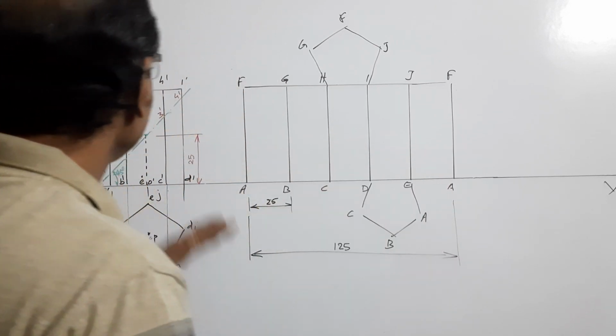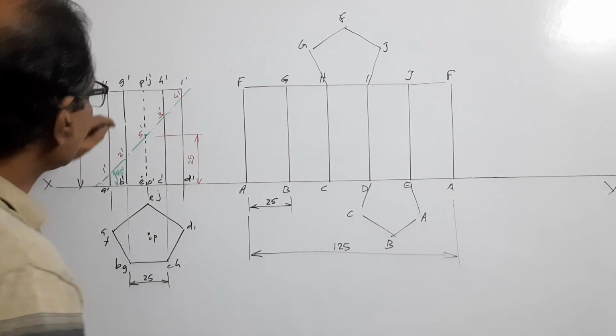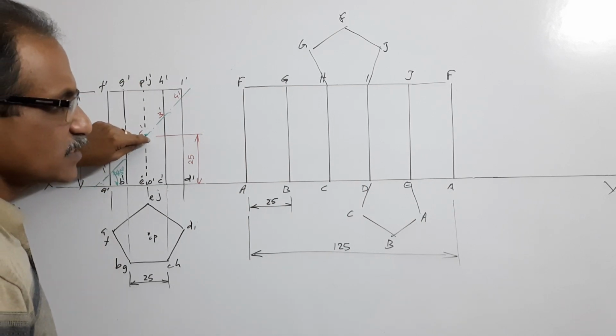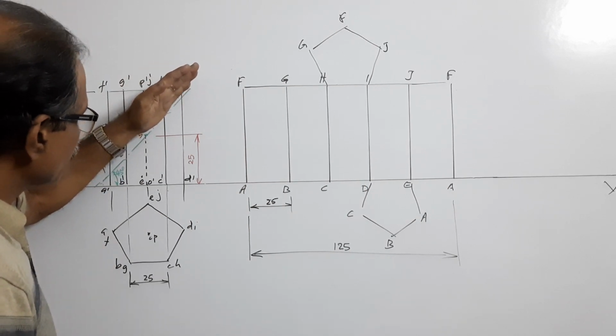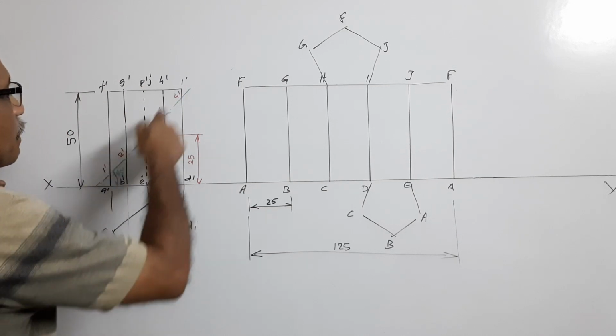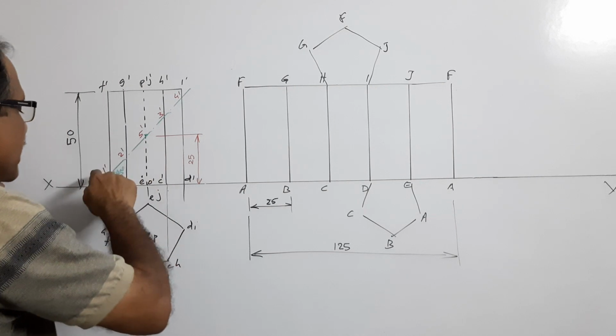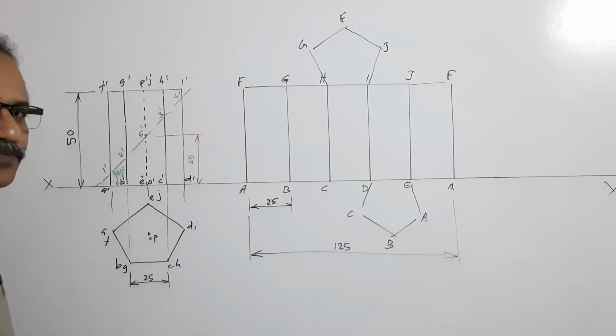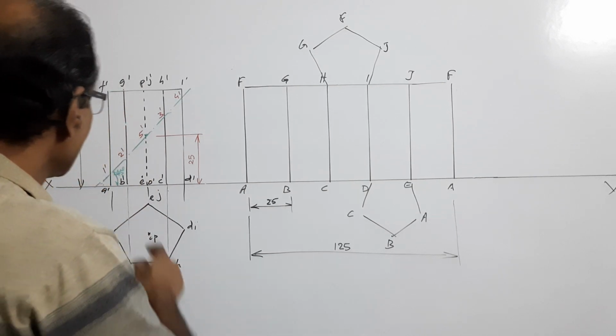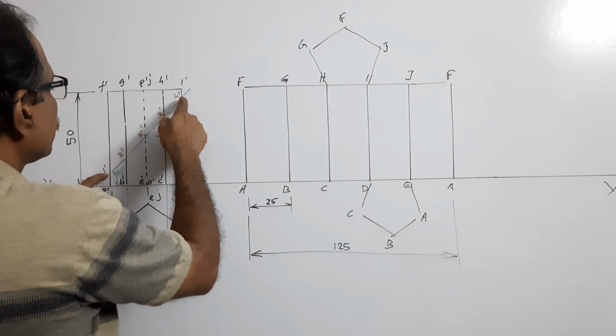Okay. Now, it is cut. Where is the cutting plane? The cutting plane is to pass through the center of the axis and 45 degrees to HP. So, draw a cutting plane passing through the center of the axis, the midpoint of the axis, and making 45 degrees to the HP, XY line. Okay. 1 dash, 2 dash, 3 dash, 4 dash, and 5 dash.